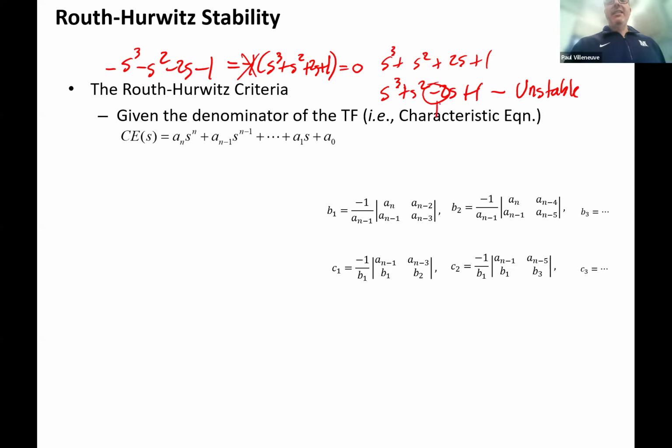So any sign change means there's a negative number. What about this one? The s to the 1 term is multiplied by 0. So if any term vanishes, meaning you don't have an s to the 1 term or an s to the 2 term or whatever, then it's got to be an unstable system. So these two rules: a missing s term or a negative, a sign change.